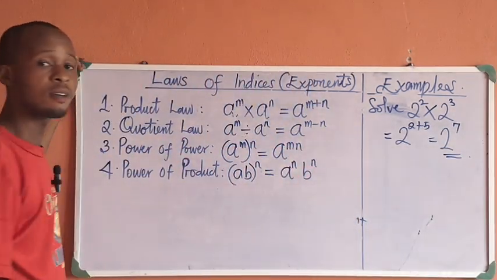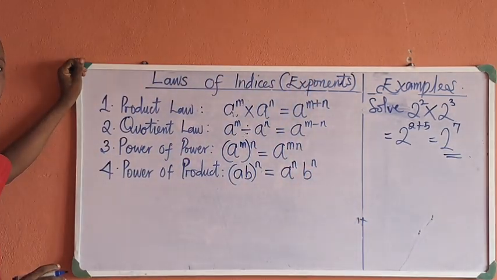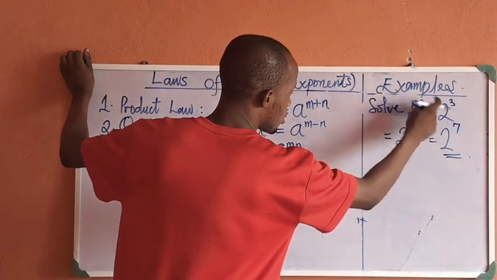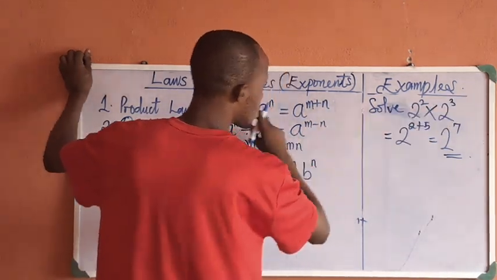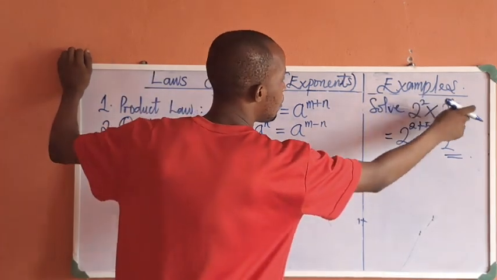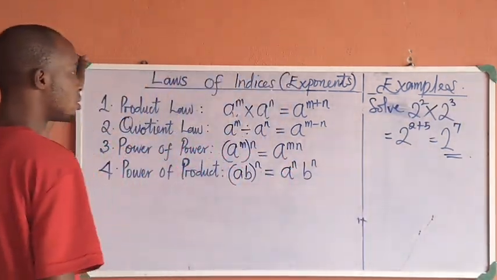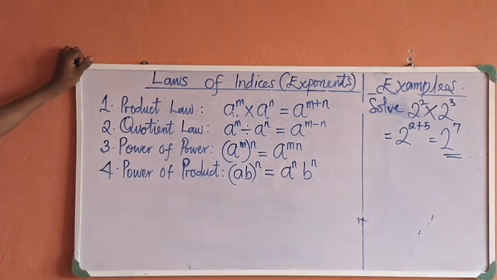And that's our answer. As you can see, you have 2 common bases and you are multiplying their powers. The law says that instead of multiplying their powers, add the powers together. And that is what we have just done in our first worked example.